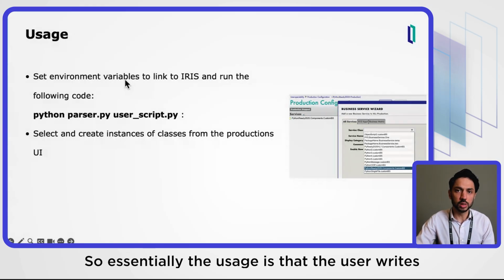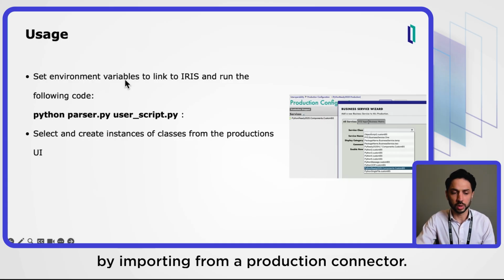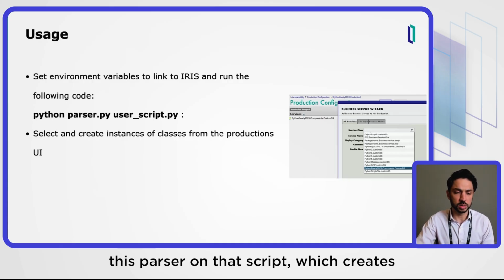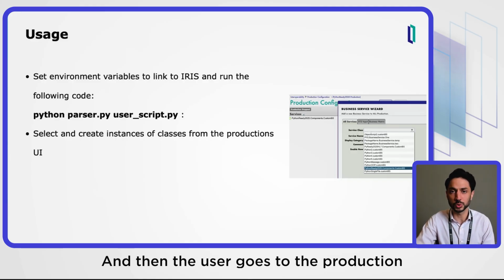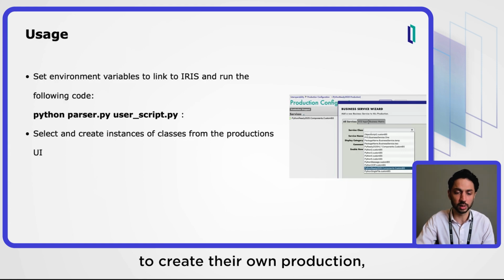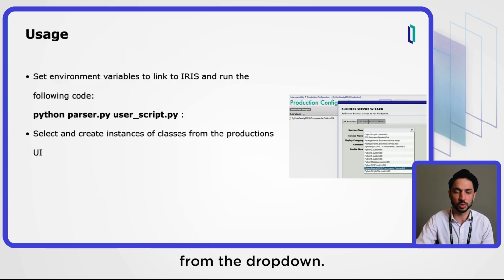So essentially, the usage is that the user writes their Python script by importing from a production connector, and then the user runs this parser on that script, which creates links automatically in the IRIS instance. And then the user goes to the productions configuration page to create their own production, where they can click on the plus sign next to a service, process, or operation, and then just select these classes from the drop-down.